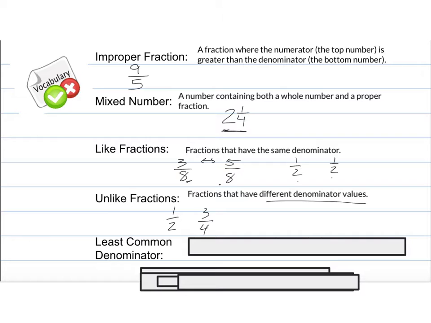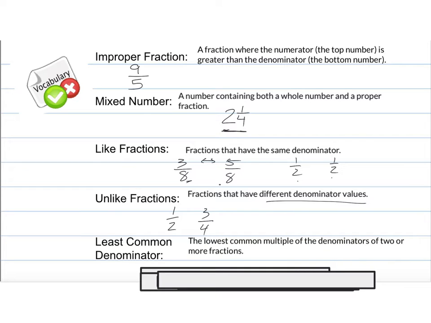Least common denominator sounds familiar. You also might hear it as lowest common denominator. This is the lowest common multiple of the denominators of two or more fractions. So for example, 1/2 and 3/4. Well, 4 is a multiple of both 2 and 4, so this could be rewritten as 2/4. Notice now they have common denominators. They are like fractions.